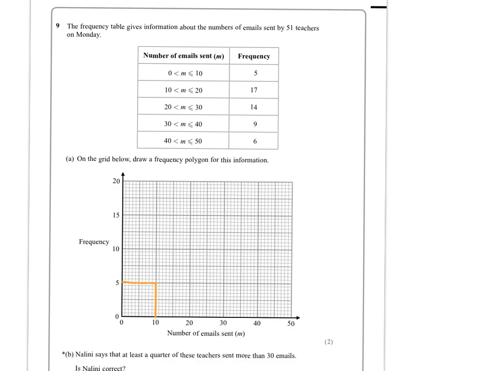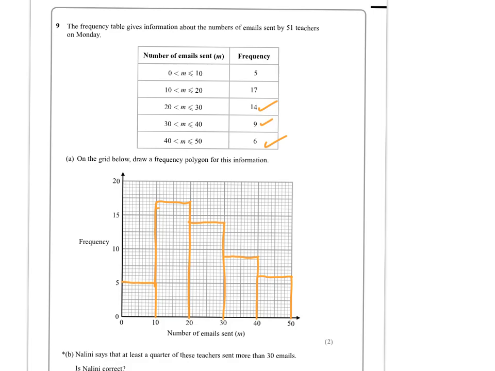and next one 10 and 20 is 17. So let's have a look. 15, 16, 17. I'll do this reasonably quickly. And the next one is 14. Nine, and then 6.